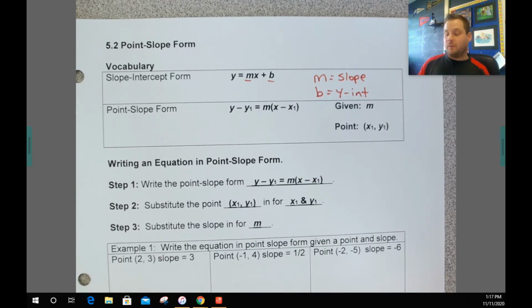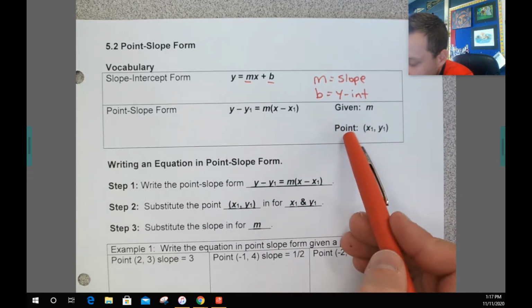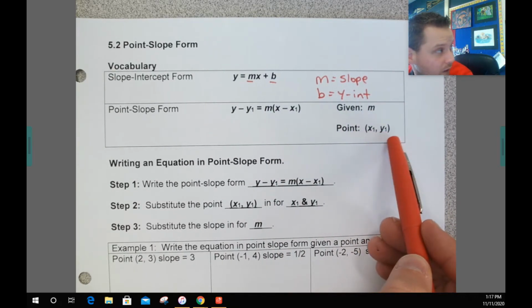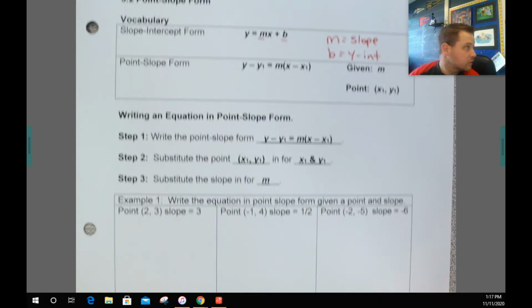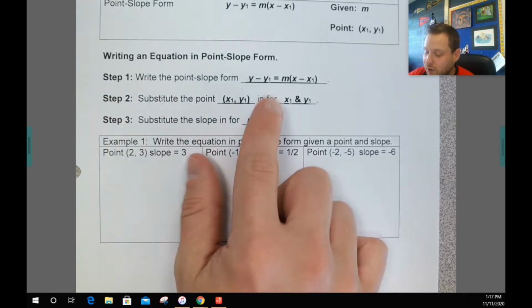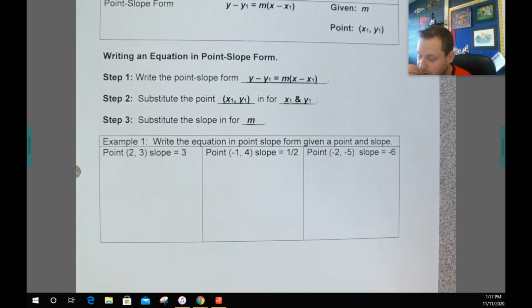So for point-slope form, it is exactly what it sounds like. They're going to give us a point, and then the slope, and then we have our equation. So in this, slope is still m. Our point is going to be x1, y1. So write an equation in point-slope form. First thing we're going to do is actually write down the generic formula. So we have y minus y1 equals m, x minus x1. Then we're going to take our point that was given to us, substitute it in, and then from there just put the slope in. For these first few examples, it's as easy as it sounds.